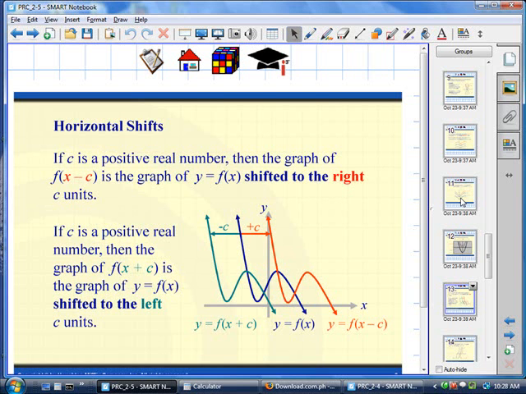I guess I could have warned you, too, that we were going to be talking about shifty curves today. You probably don't use that term shifty anymore, right? Maybe.